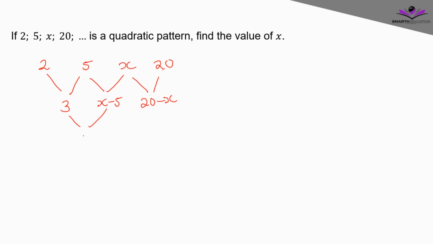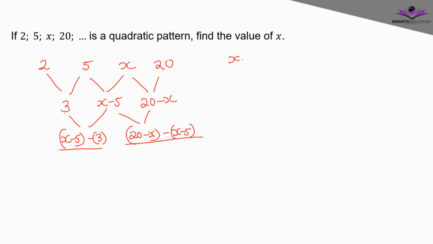And then the second difference is x minus 5 minus 3. So x minus 5 minus 3, okay? And then 20 minus x minus (x minus 5). These are the second differences. And then this and this are equal. So we're creating an equation using this.